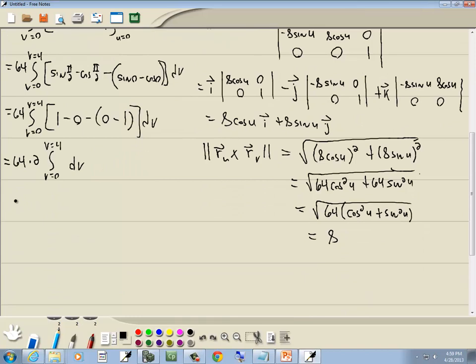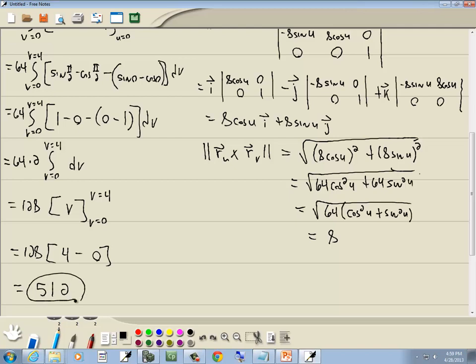Which gives us, what's that, 128? Then the integral of that is v, from v is equal to 0 to v is equal to 4. So we've got 128, we'll plug in 4 for v, minus, we'll plug in 0 for v. Which gives us 512, assuming no basic math error. And that's our answer. And that's how you handle it if you got it in parametric form.